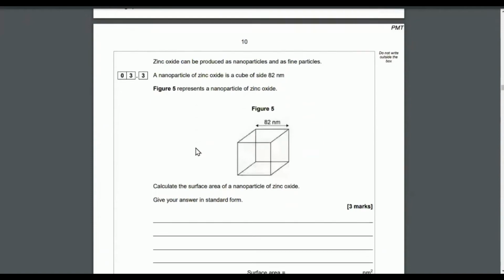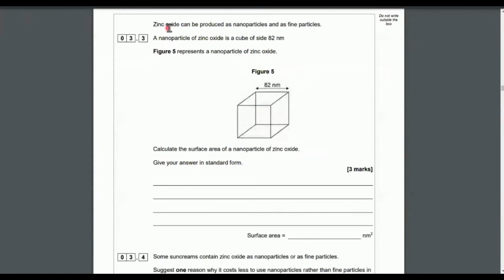Let's move on to the next question. So we're on 3.3. Zinc oxide can be produced as nanoparticles and as fine particles. A nanoparticle of zinc oxide is a cube with a side of 82 nanometers. Figure 5 represents a nanoparticle of zinc oxide. We've got 82 nanometer side. Calculate the surface area of the nanoparticle of zinc oxide. Give your answer in standard form.